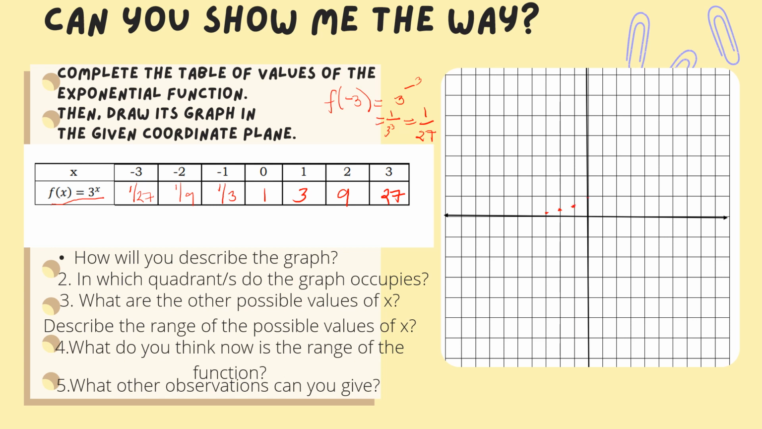And then 0 is 1. 1 is 3. There it is. 2 is 9. And the other, 3, what's that? 3 is 27, for example there. So, when we connect all the points, as you can see, the graph is increasing.